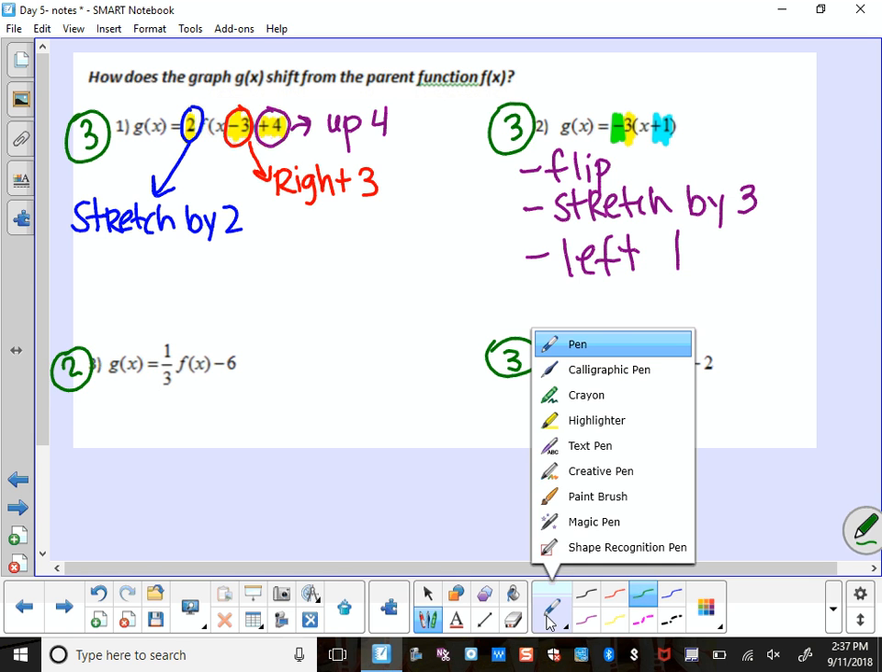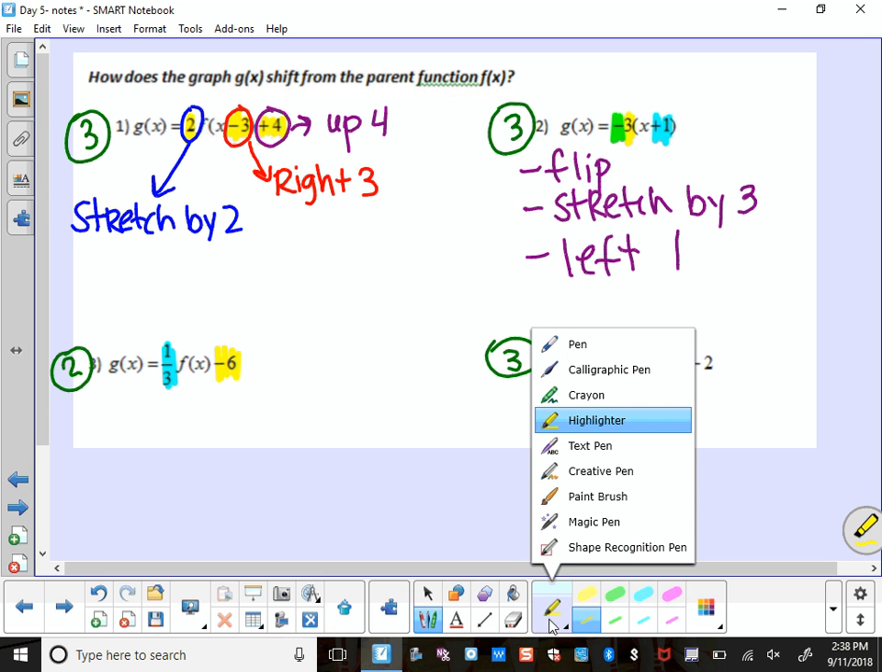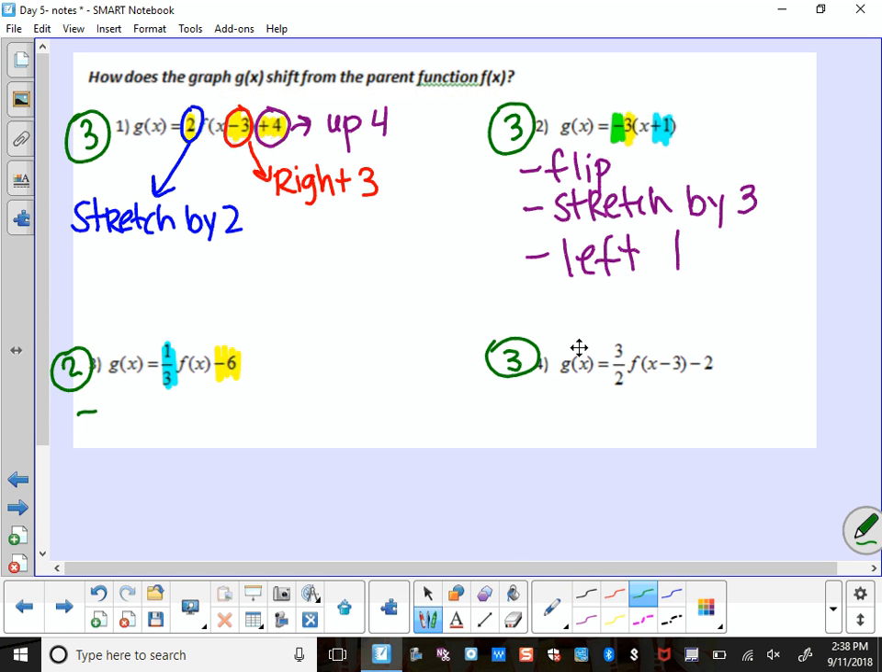All right, Sonia. The third problem has only 2 transformations. What do we do here? Compress by 1/3. We compress by 1/3 and we go down 6. Good job.